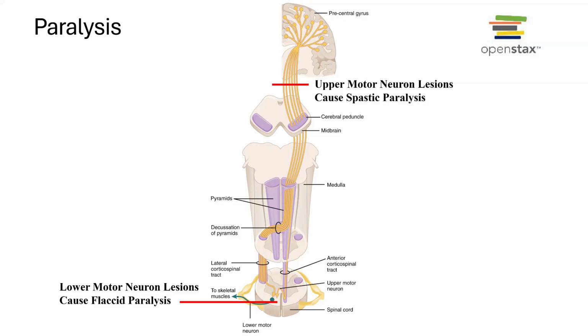Upper motor neuron lesions often cause spastic paralysis, leading to loss of voluntary motor control with increased muscle tone and exaggerated reflexes. Lower motor neuron lesions cause flaccid paralysis, leading to complete loss of resting muscle tone and reflexes. These distinctions are clinically important in diagnosing spinal cord and brain injuries.